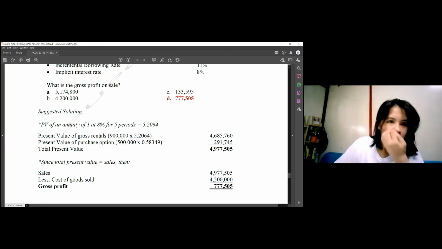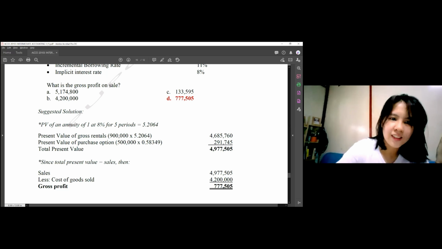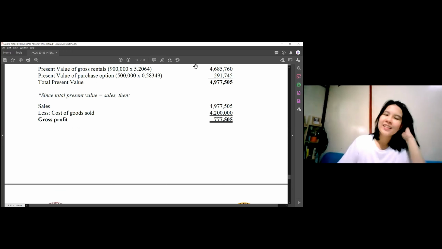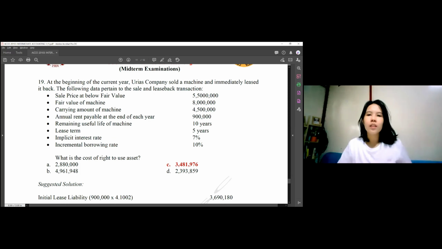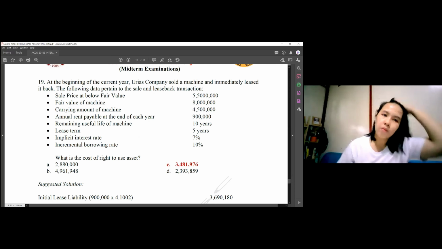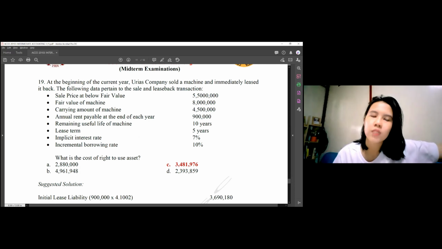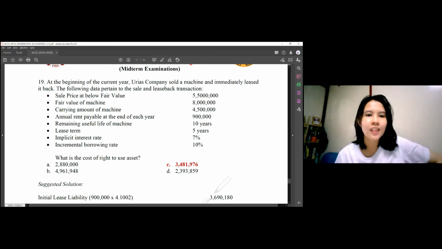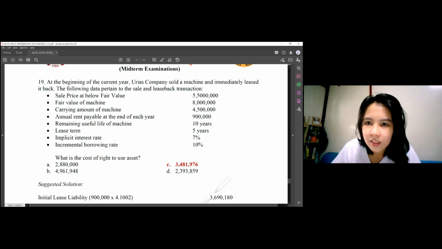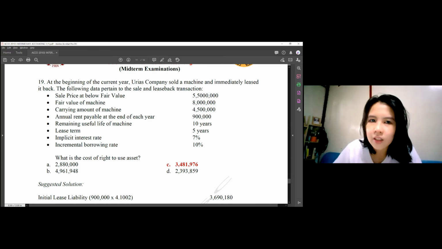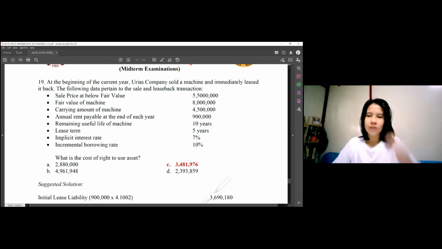Okay? Alright. So, it's 4:48. We need to speed up. So, for item number 19, sabi at the beginning of the current year, si Urias Company ay nagbenta ng machine. At immediately, linease niya yun pabalik. So, it's a sales and leaseback problem. The following data pertain to the sale and leaseback transaction. Sales price at below fair value. Okay. So, I think there's an error. I will correct lang din quickly. I think it should be 5.5 million since below daw siya ng fair value, right? So, yeah. Correct natin, it's 5.5 M.